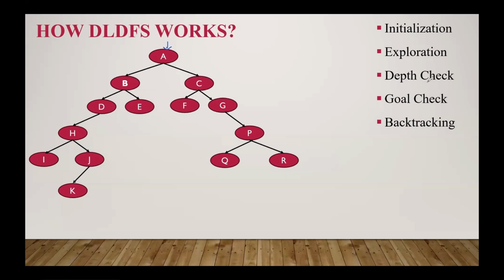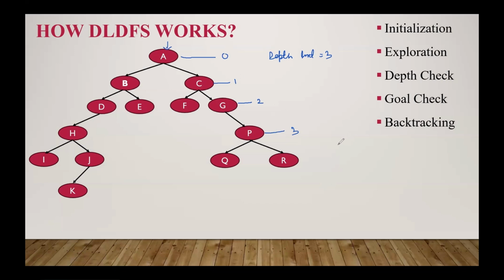Then the next step we have to follow is the depth check. If the current depth exceeds the set limit, then what happens? Stop exploring that path and start backtracking. For example, here the depth limit given is 3. So the depth here is 0, this node depth is 1, this node depth is 2, and this node is 3. Next question, how do we calculate a depth?